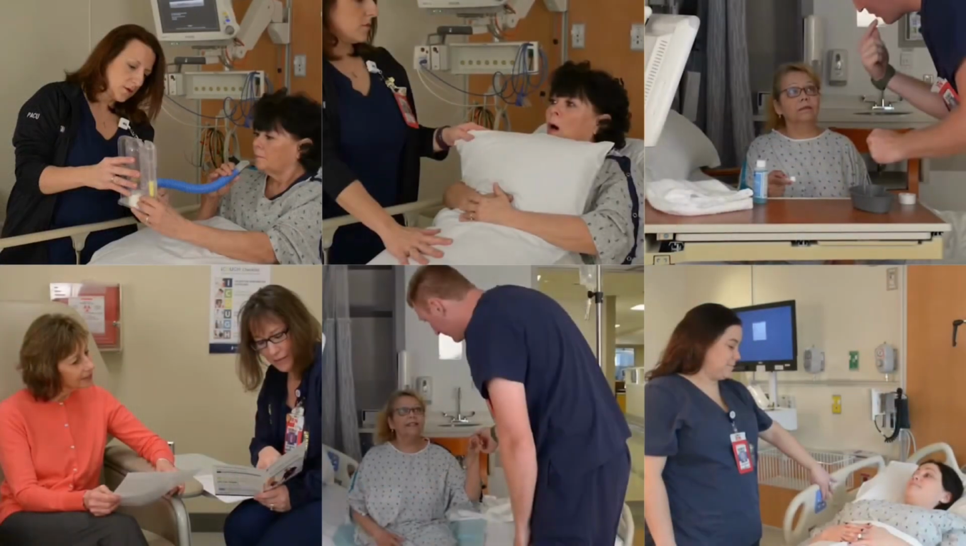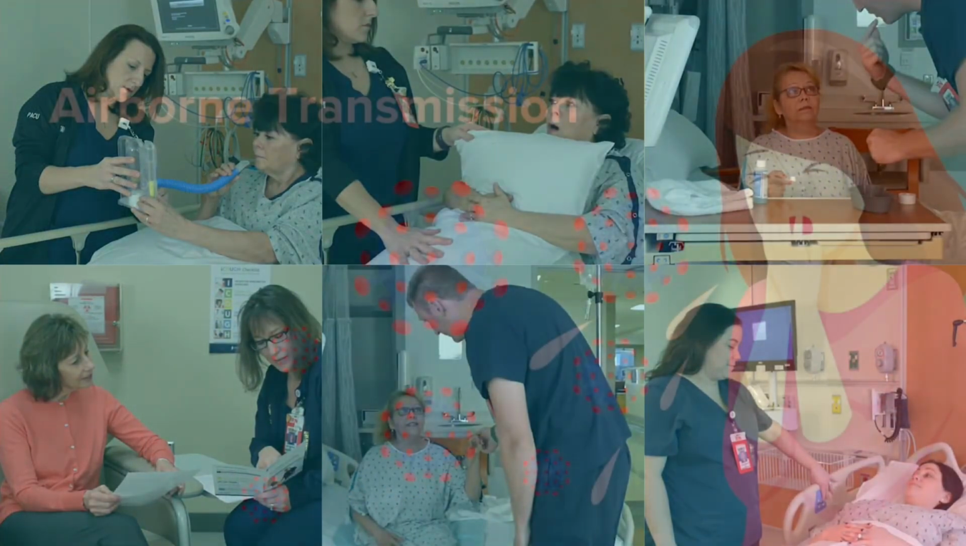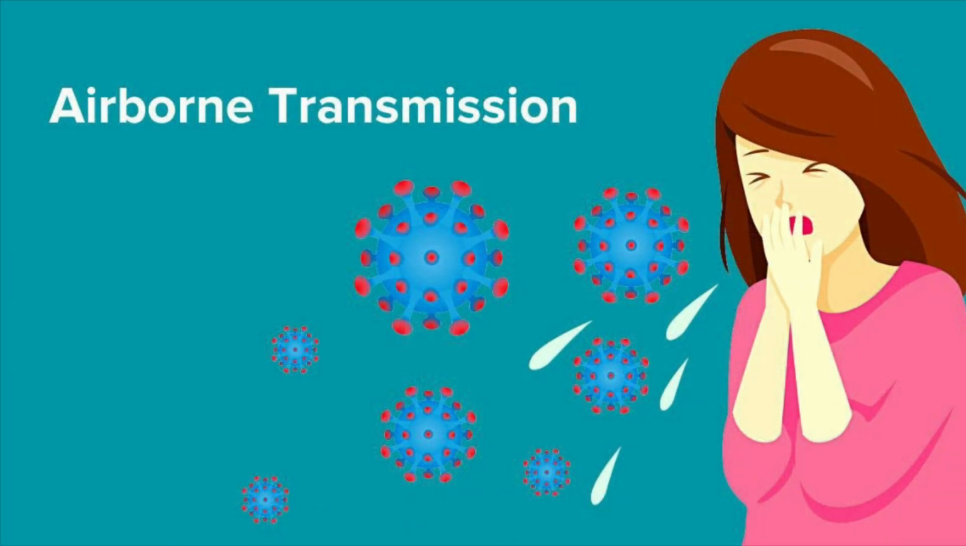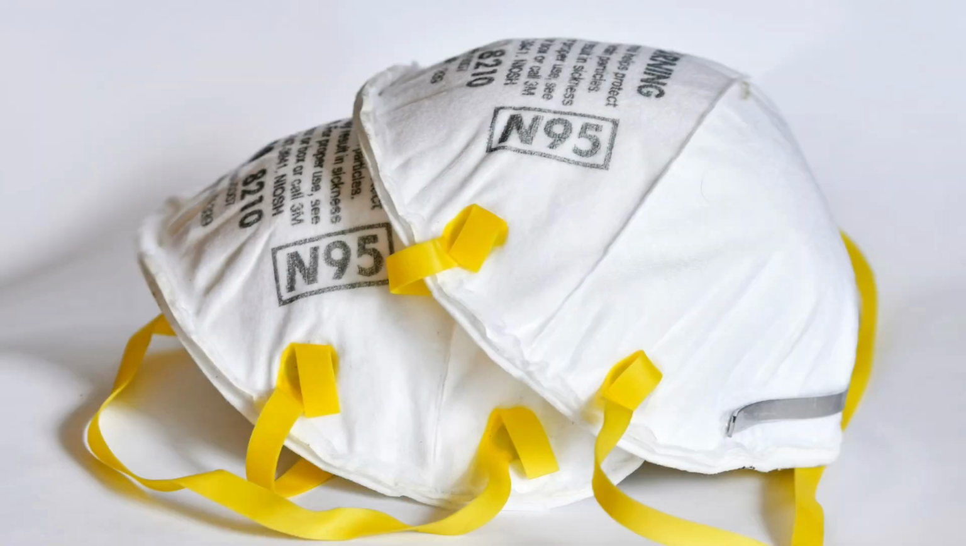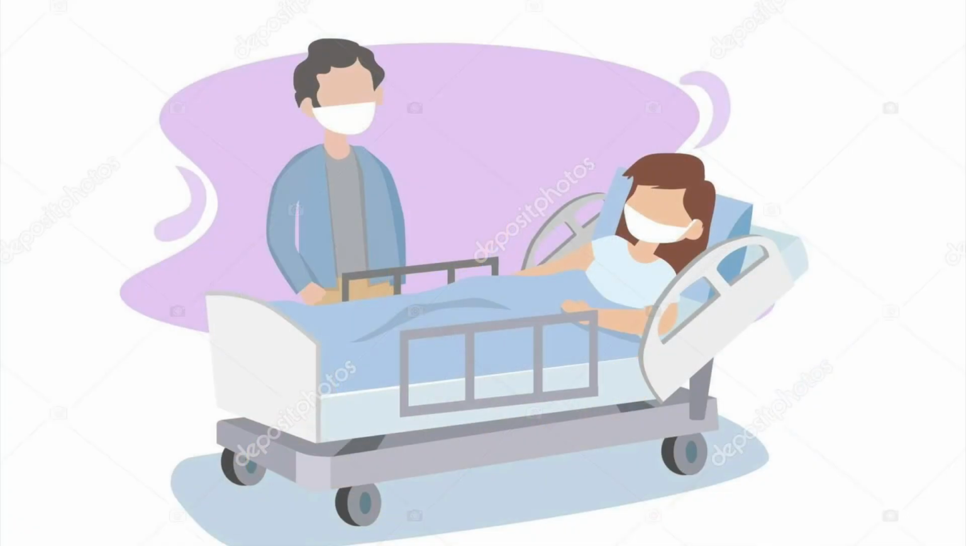Now let's take a look at how TB is managed in healthcare settings to prevent transmission and support patient care. Managing TB involves implementing strict airborne precautions to prevent transmission. Patients with active TB must stay in negative pressure rooms to ensure infectious particles are contained. Healthcare workers need to wear N95 respirators, and if the patient leaves their room, they must wear a surgical mask.